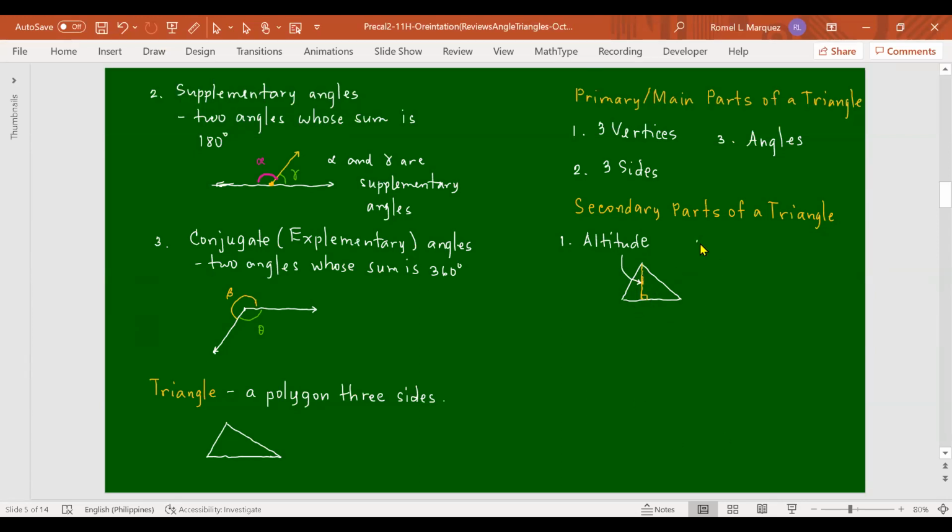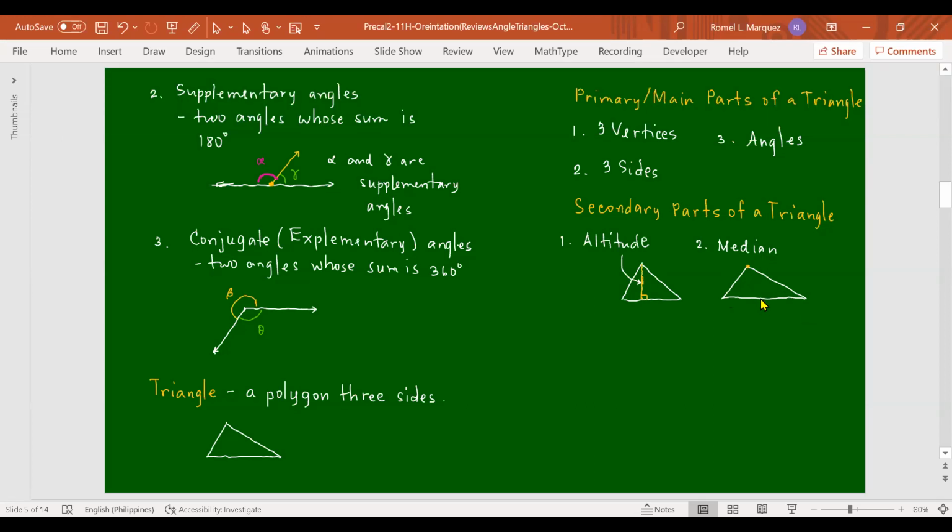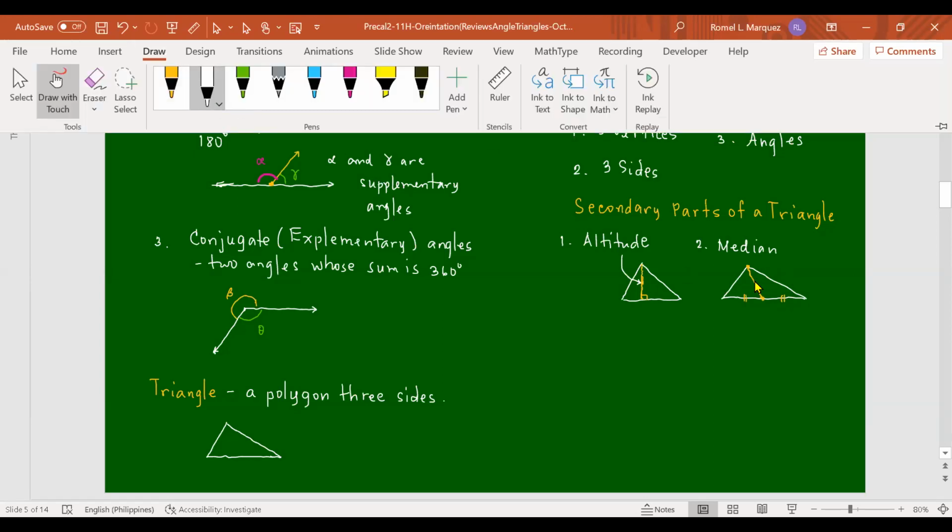Next, number 2. Median. So what is a median again, guys? It bisects the opposite side, right? It is a line segment or a line from one vertex to the midpoint of the opposite side, no? So meaning, this is equal to this, right? So this is the median.